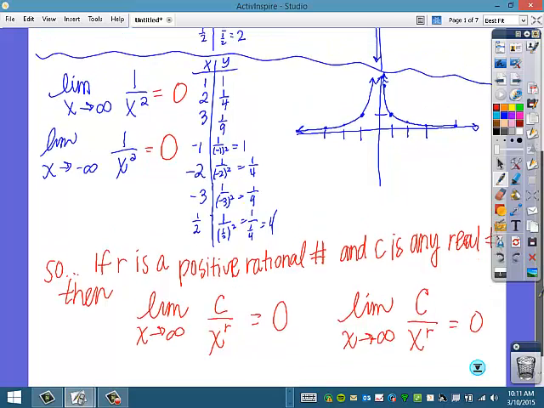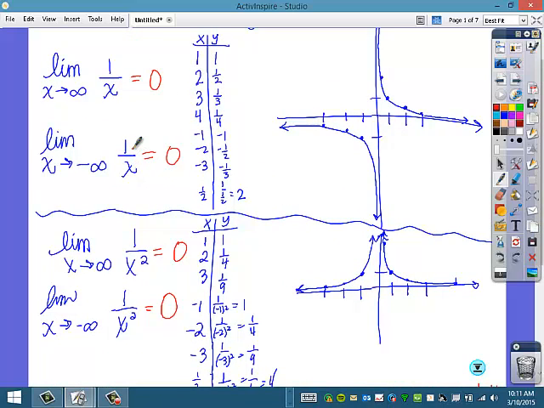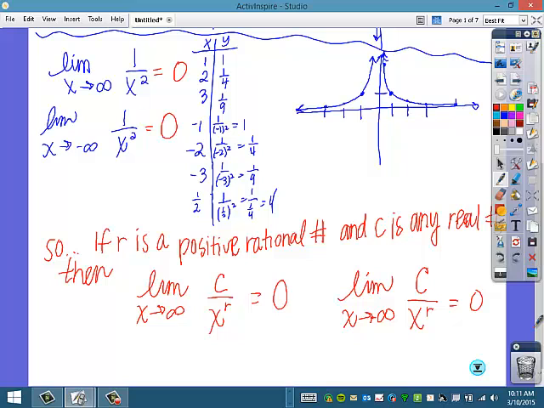So if you notice, in these two examples, my c was 1, my r was, in this one, r was 1, the exponent was 1. In this example, the exponent was 2, r was 2. And all those limits were 0.